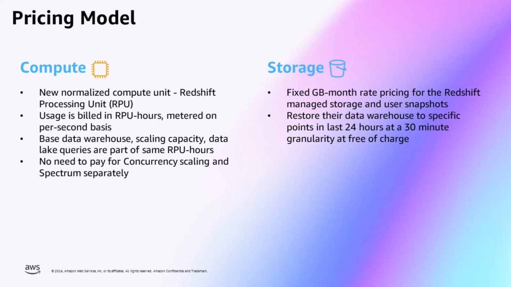For data, you pay for data stored in Redshift managed storage at the existing fixed GB-month rate. There is no separate charge for automatic optimizations, such as automatic sort and automatic vacuum; they are rolled into the RPU price. We also do not charge for system table queries done by the Amazon Redshift console.